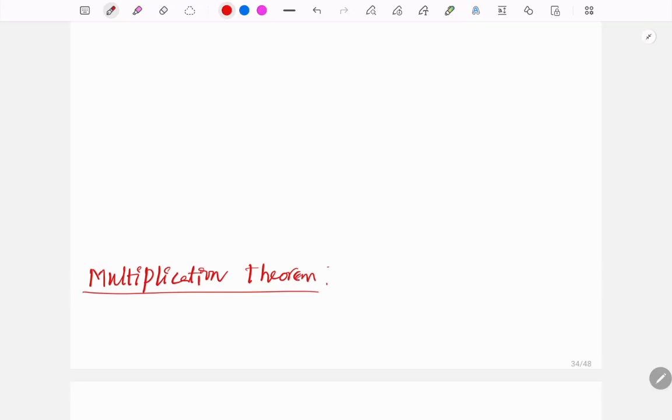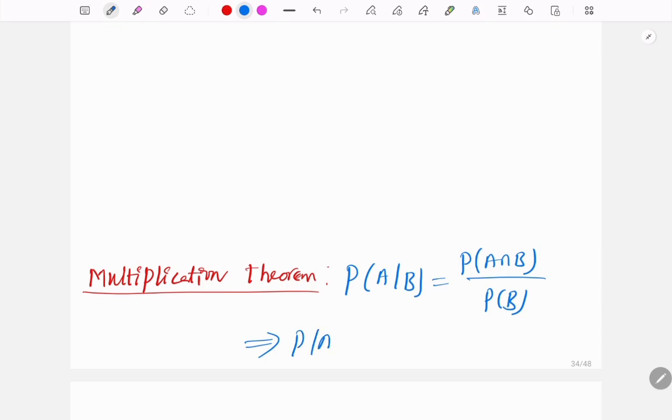Simple. Just first write the definition of conditional probability. P of A given B equal to, what is the formula of this one? P of A intersection B by P of B. Now what is the multiplication theorem? It's simple, that common part, P of A intersection B, means I'm writing this part. This part is the product of these two. Write down what this means: B has occurred, right? Like that. P of B into P of A given B.